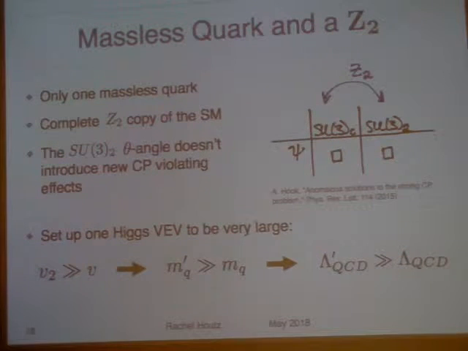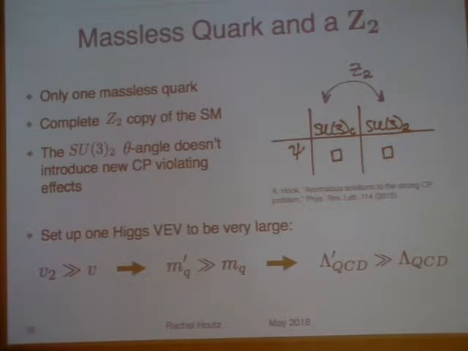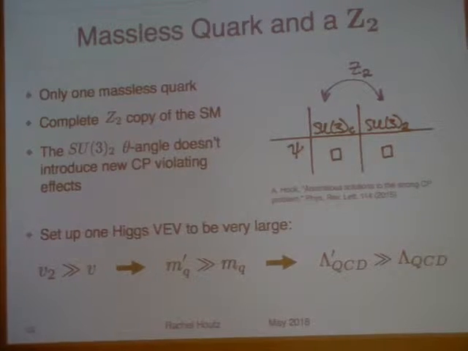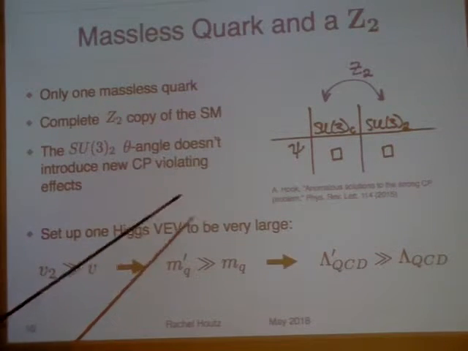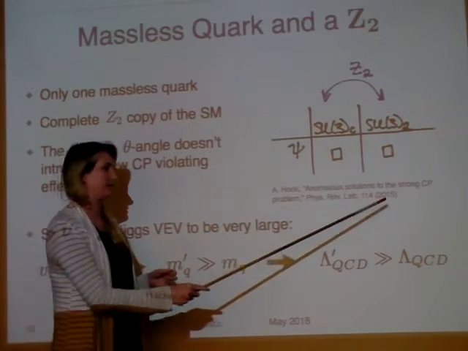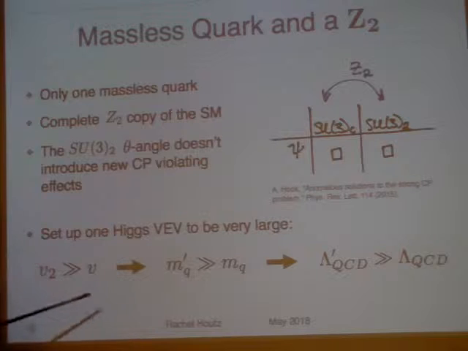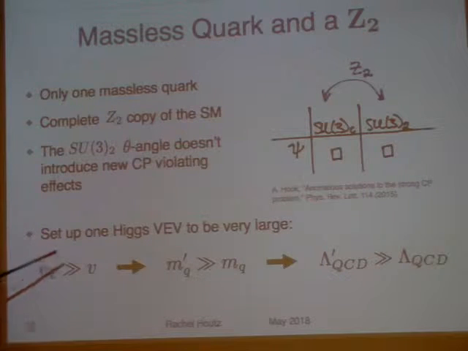Yeah, this is related to the twin Higgs model, right? With the Z2 symmetry that you have another. I mean, there is a twin Higgs, yeah. Essentially. Yeah, but he wrote this model with the massless quark specifically to solve the strong CP problem. But yeah, it's the same deal. Twin models, and then the tuning here is just that one Higgs web is set up to be much, much larger than the other.